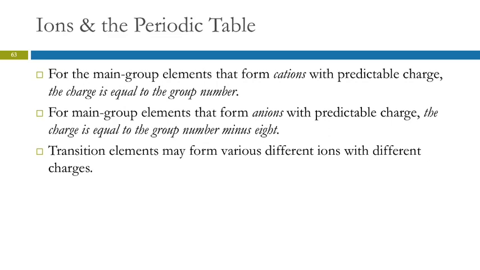One way we can remember this is that for main group elements that form cations with a predictable charge, group 1A, group 2A, and group 3A, the charge is equal to the group number. So a metal in group 2A forms a 2+ ion, and a metal in group 1A forms a 1+ ion. For the main group elements that form anions, the nonmetals, the charge is equal to the group number minus 8. I'll show you another way as well. So the main group elements tend to have predictable charges. The transition elements are just all over the place.